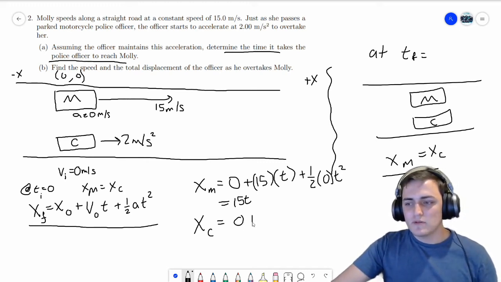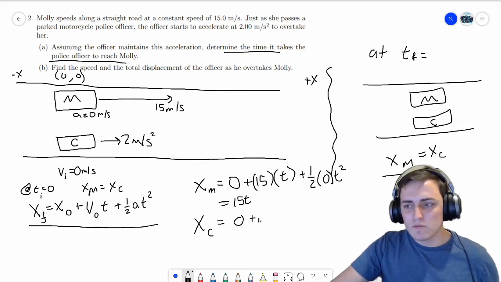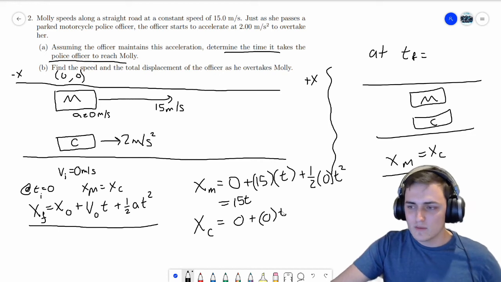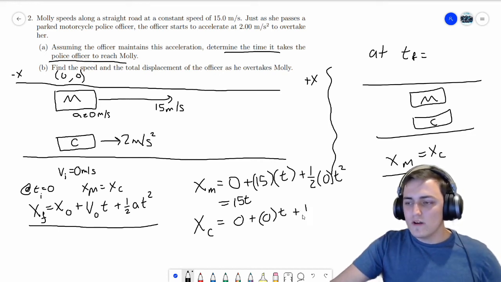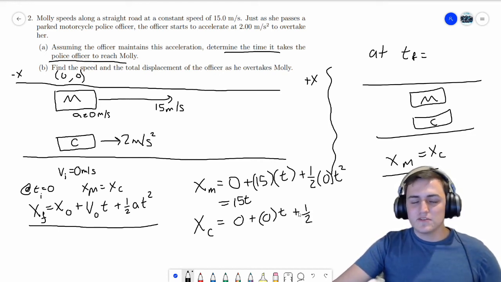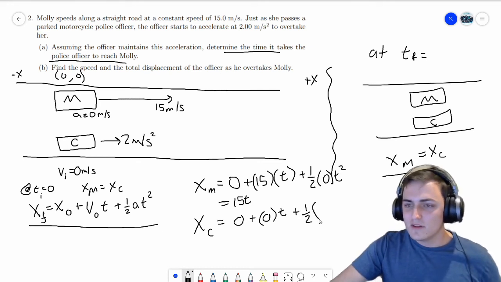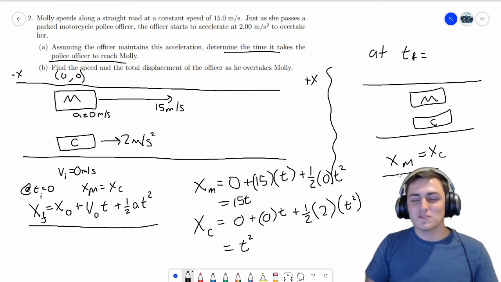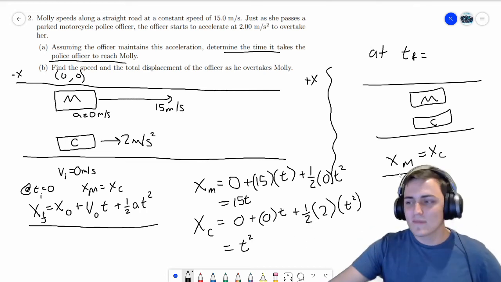And now we have to add initial velocity, which the cop has a 0 initial velocity, times time, plus 1/2 at squared. So the acceleration for the cop is actually 2 meters per second squared times time squared. And so this ends up just being t squared. And so now we remember we had the position of Molly equals the position of the cop.